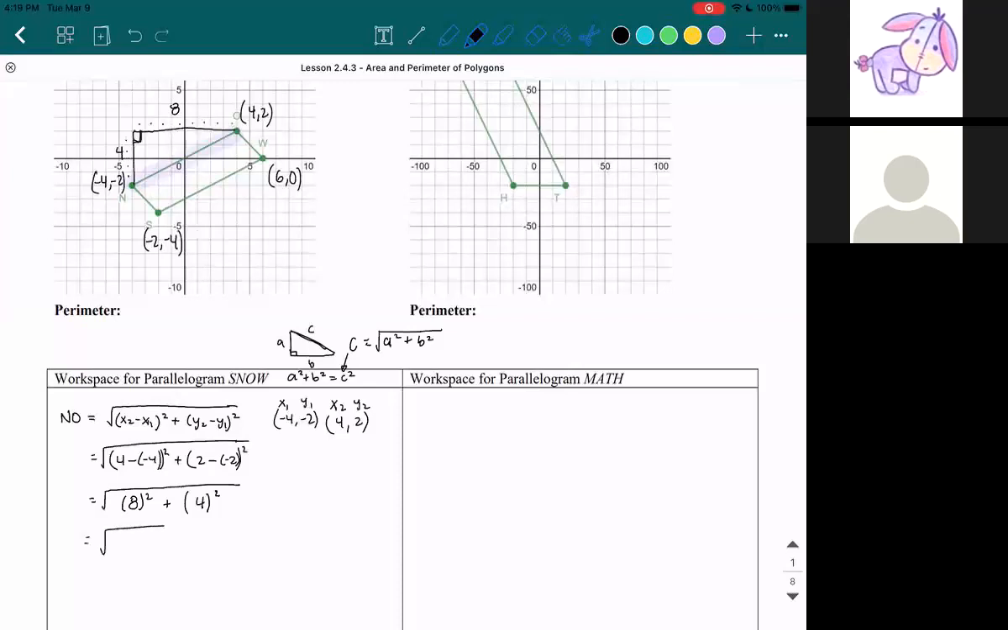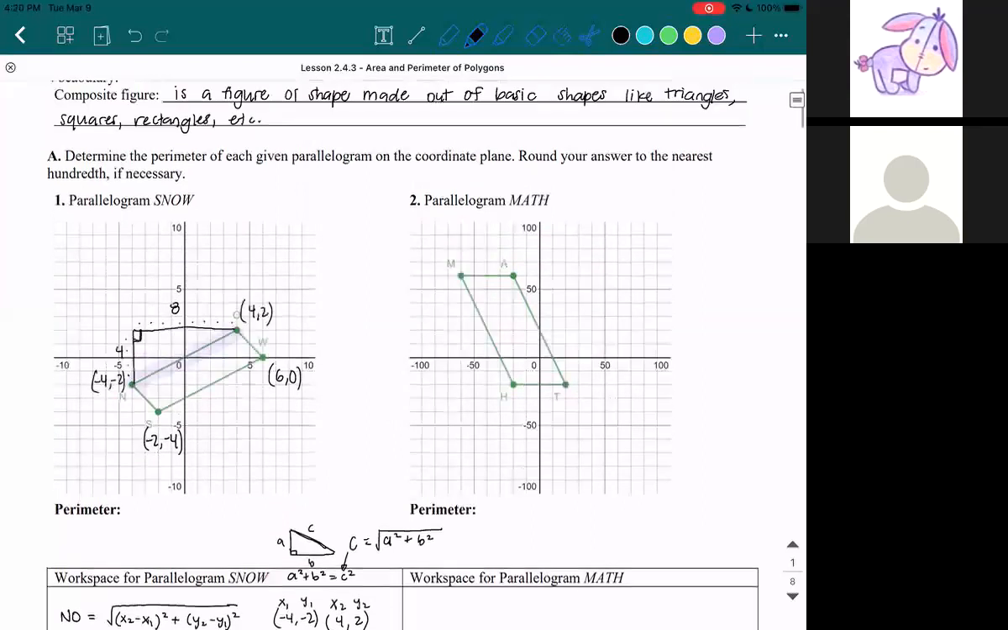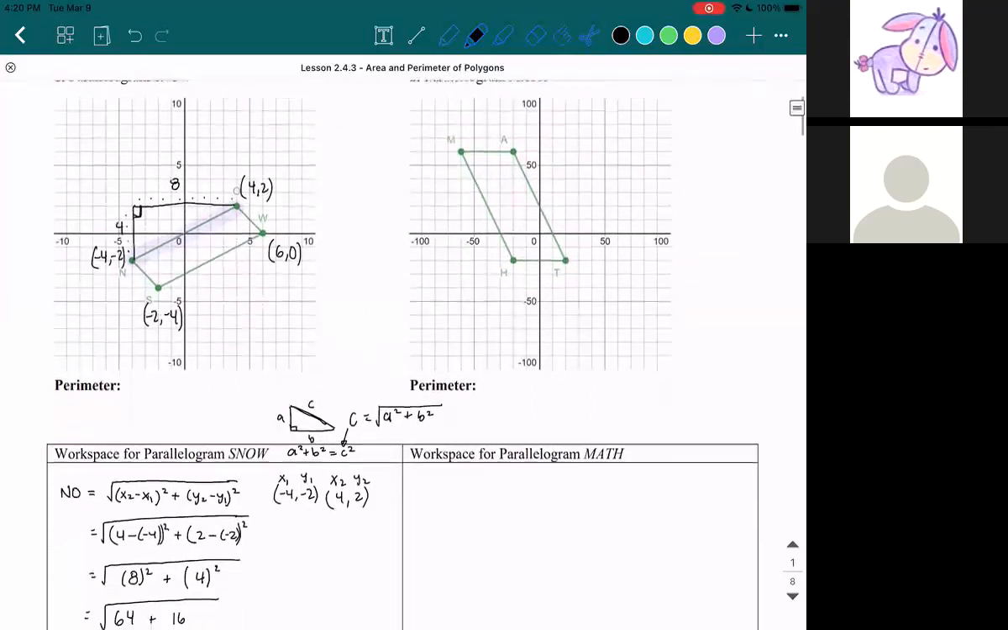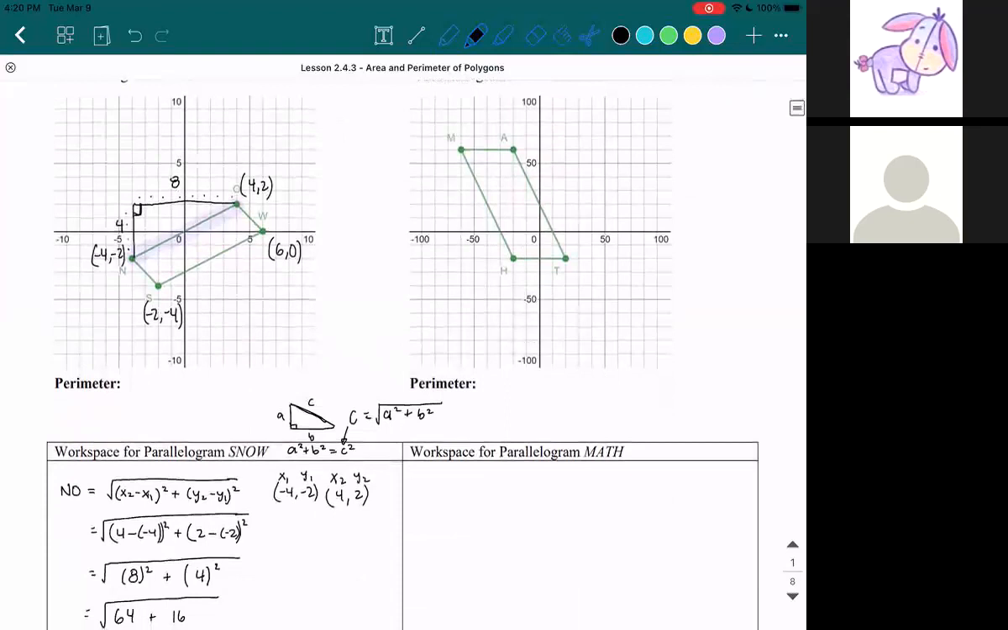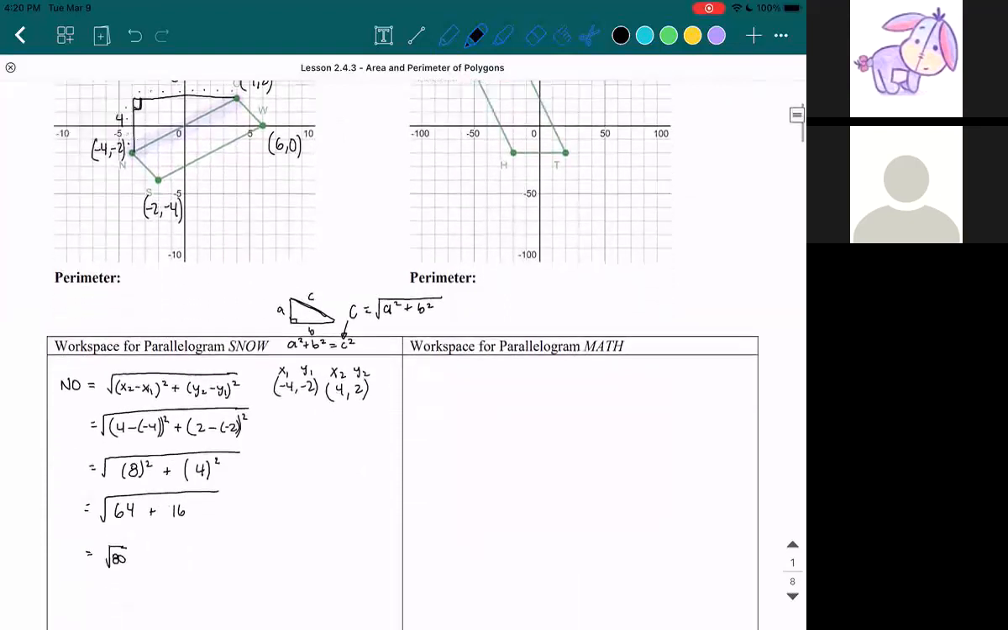We have the square root of 8 squared is 64, 4 squared is 16. And then what is 64 plus 16? 80. And then I believe we want it as a decimal, right? Yeah, rounding our answer to the nearest hundredth. So we will want the square root of this to the nearest hundredth, which will be 8.94427. That becomes 8.94.